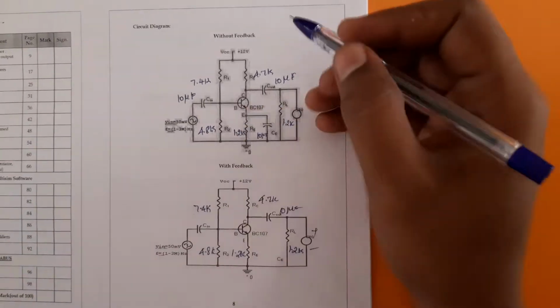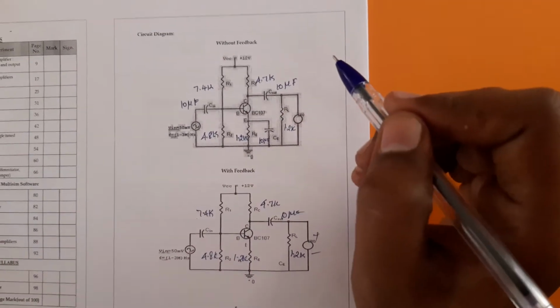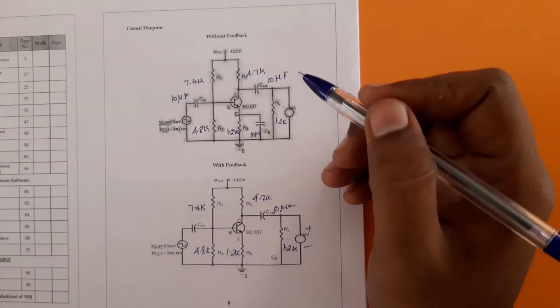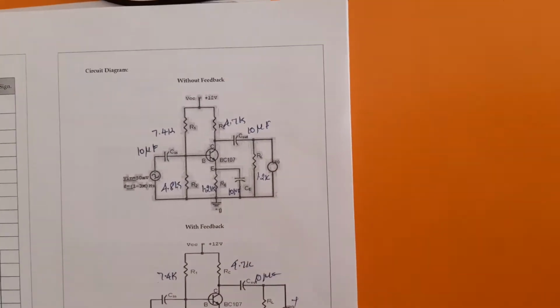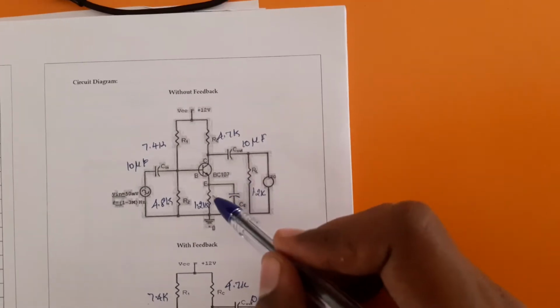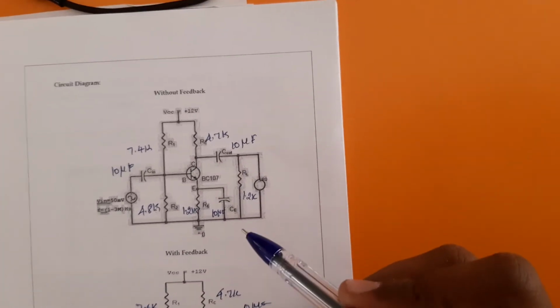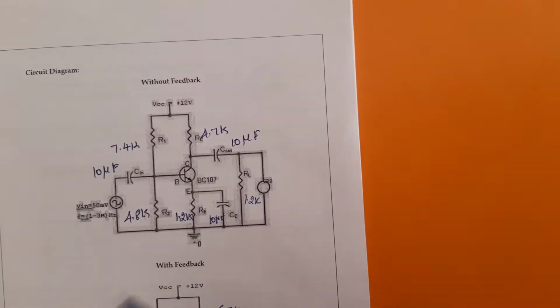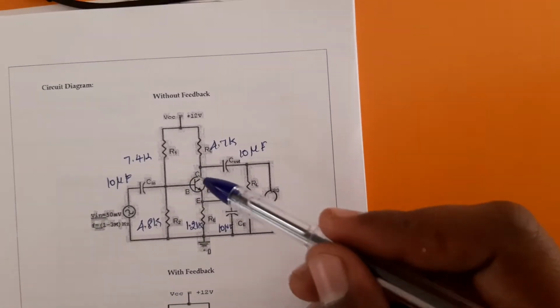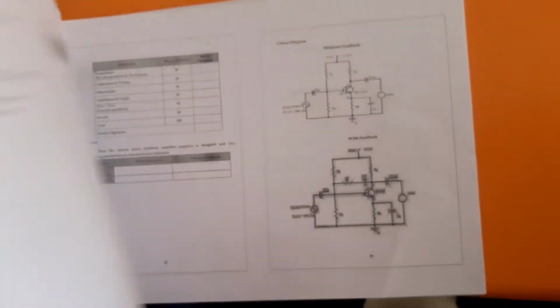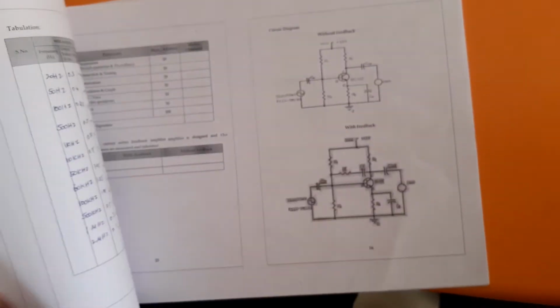Good morning. Today we have to see the current series feedback amplifier. This is one of the types of feedback amplifier. In this feedback amplifier, we use negative feedback. In this negative feedback amplifier, we have to give the voltage divider biasing initially and then design the circuit using the design procedure.